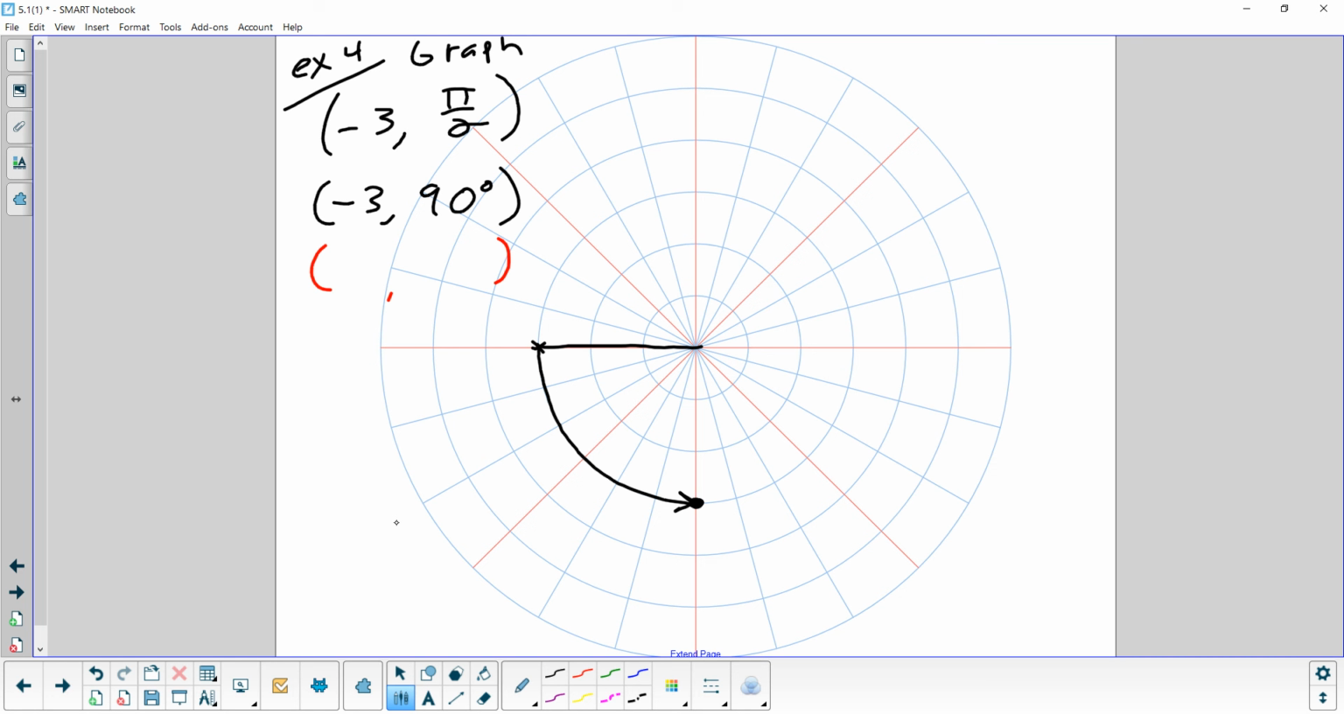Yes? Could you do positive 3, negative 90? So we could do positive 3, which means 1, 2, 3. And now negative 90 needs to go clockwise from that point, 90 degrees. Yep, that would get you there.